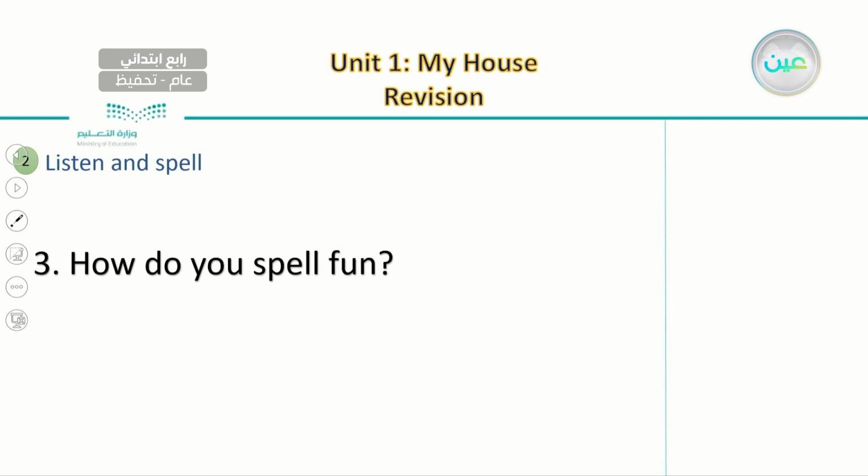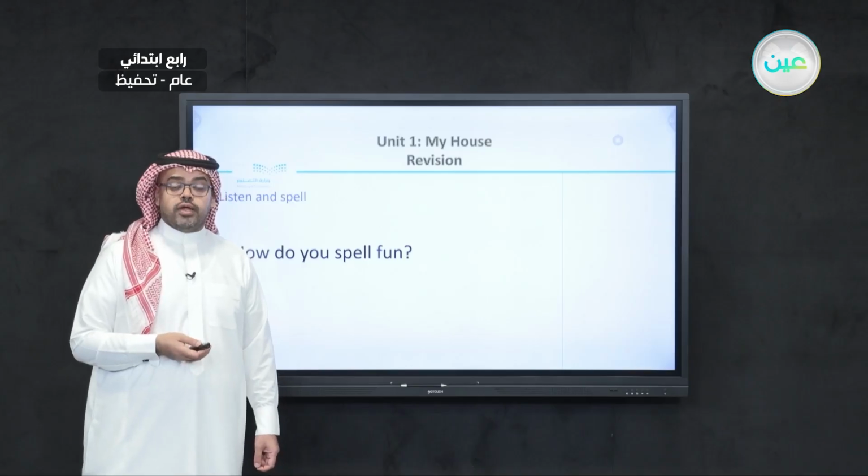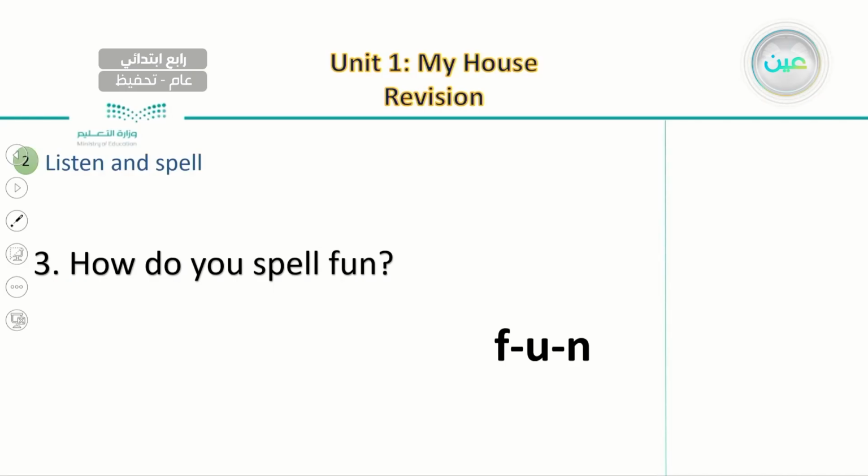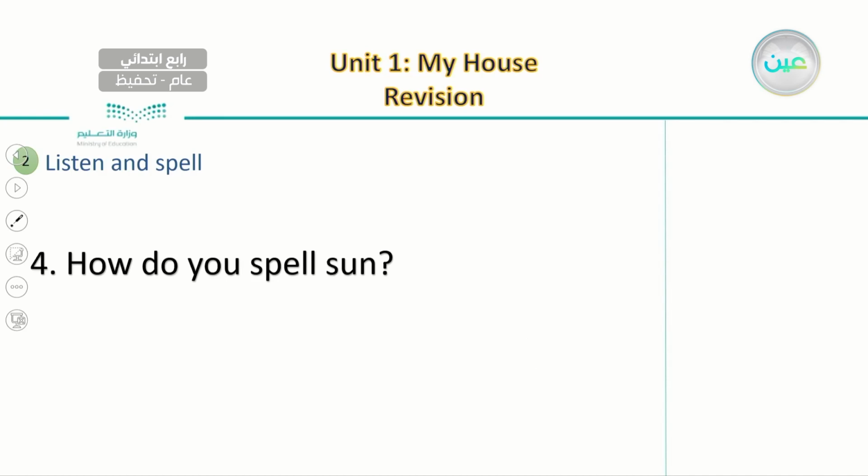Close your eyes and tell me, how do you spell the word fun? How do you write the word fun? Open your eyes, we spell the word fun with F, U, and N. And then, let's continue with the next word, which is sun. How do you think we can spell the word sun? We spell the word sun with S, U, and N.